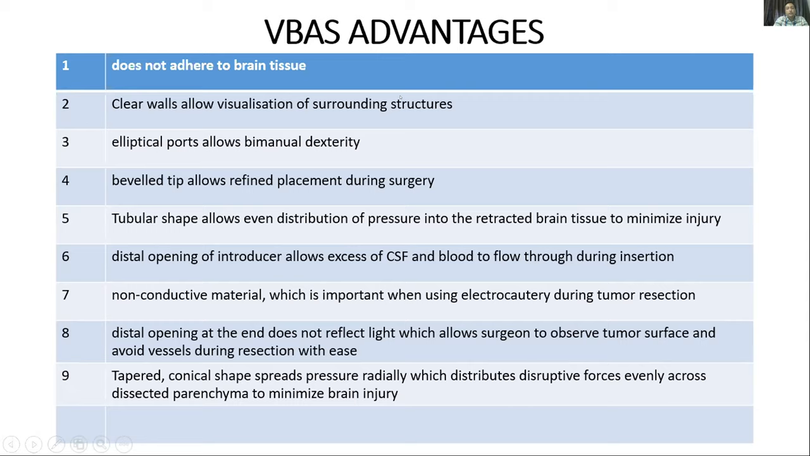There is a distal opening in the introducer which allows access of CSF and blood to flow through its insertion sites. It is made up of non-conductive material, which is important when using an electrocautery during tumor resection. The distal opening at the end does not reflect light, which is very important.